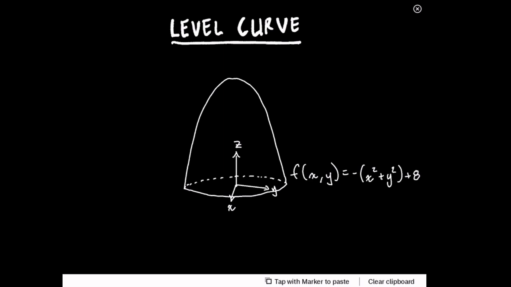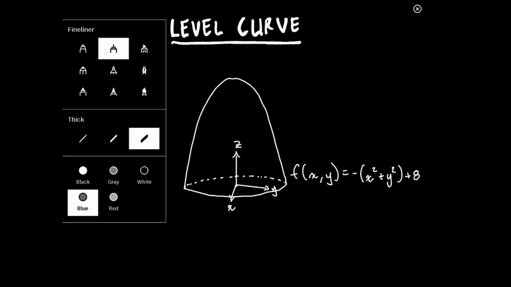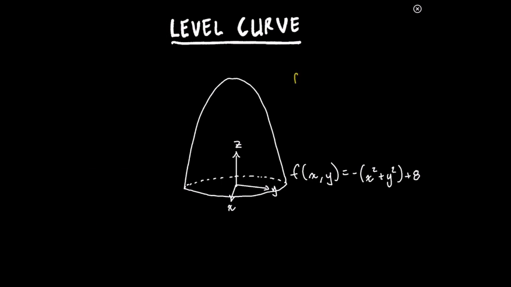So this is the function that this is a graph of. And we're going to find a level curve at, let's say, f of x y equals 5. Why not? Okay, so it's very simple. All that you do is you set this equation here equal to this value. That's what we were doing.